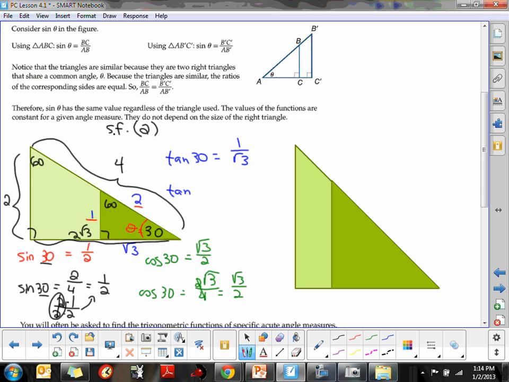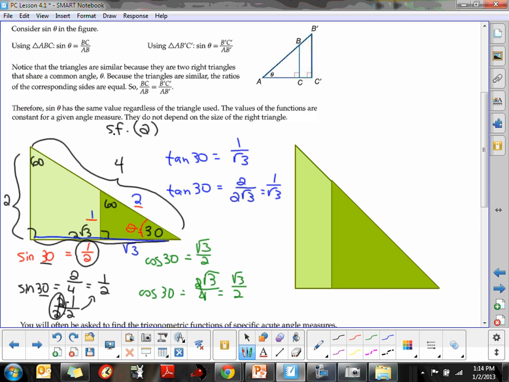And the tangent of 30 on the bigger triangle is going to be the opposite, which is 2, all over the adjacent side, which is 2 times the square root of 3, which does reduce down to 1 over the square root of 3. Again, what I want to emphasize here is the fact that it's the angle that determines the size of the ratio.